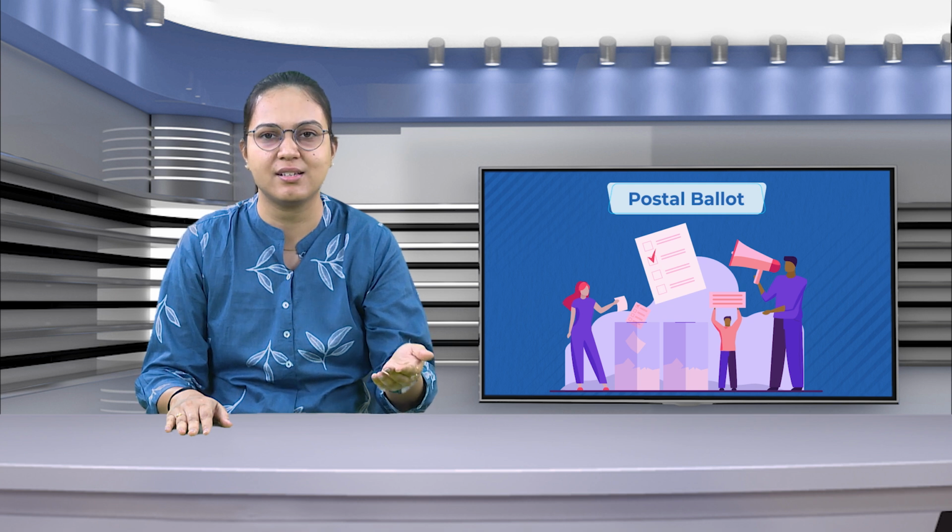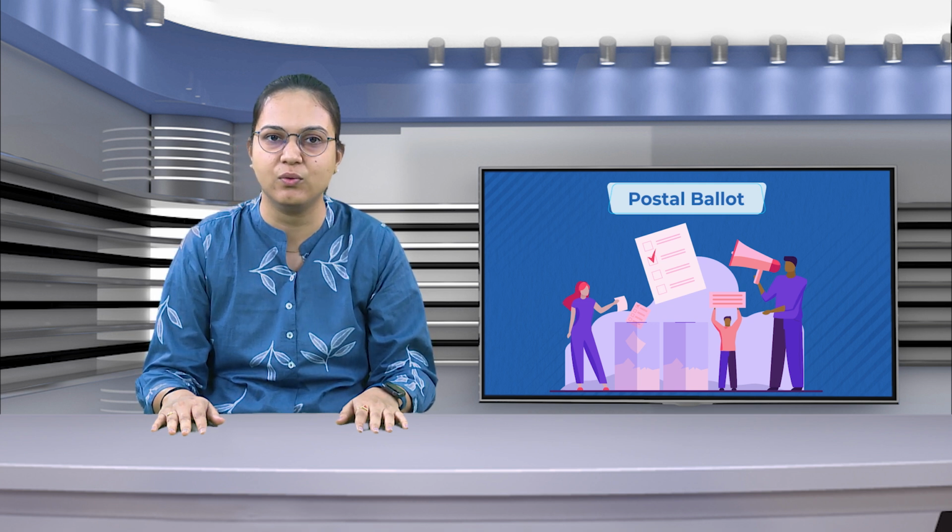The company shall request members to send their assent or dissent in writing on a postal ballot within a period of 30 days from the date of dispatch of the notice. Postal ballot means voting by post or through electronic means, Rule 22, Sub Rule 1.